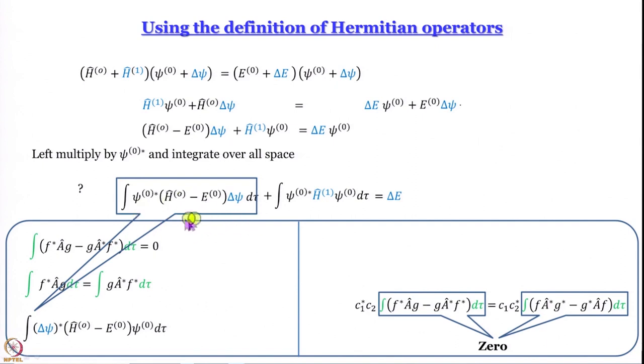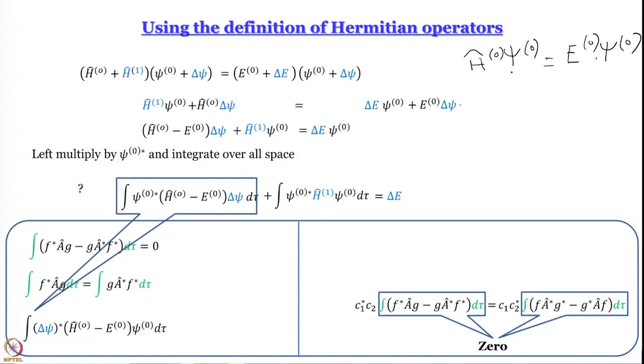So, this integral here gets transformed to another integral where we have this problematic delta psi star factor multiplying an operator operating on its eigenfunction. Now, tell me what is the eigenvalue of this H 0th minus E 0th operator for psi 0th. I can find the eigenvalue and I can do it fairly easily. Remember the Schrodinger equation for the unperturbed system, unperturbed Hamiltonian operating on unperturbed wave function gives us energy of the unperturbed system multiplied by unperturbed wave function.